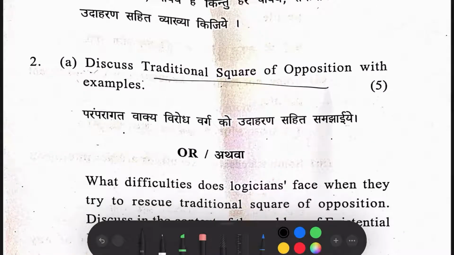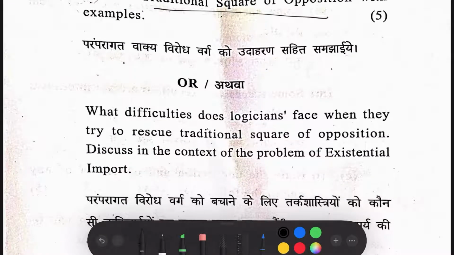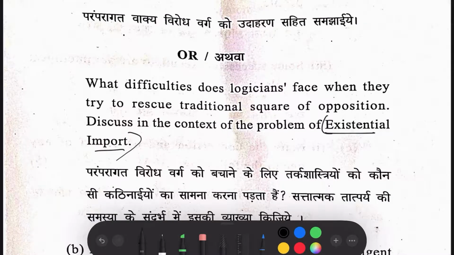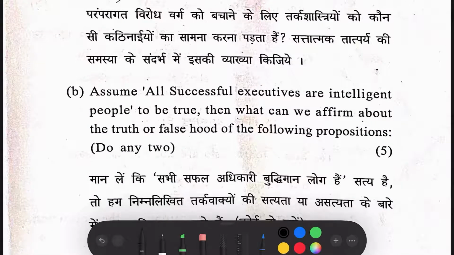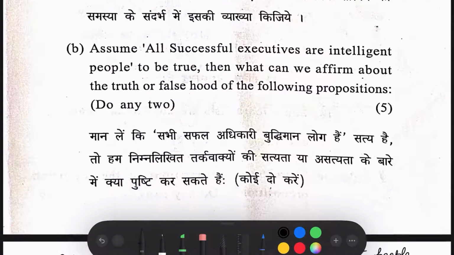Discuss the traditional square of opposition with example. Next, what difficulties does a logician face when they try to rescue traditional logic of opposition? Discuss in context of the existential import. So this is a question from the existential import. I have already made videos on such topics and I'm going to share it in the box.